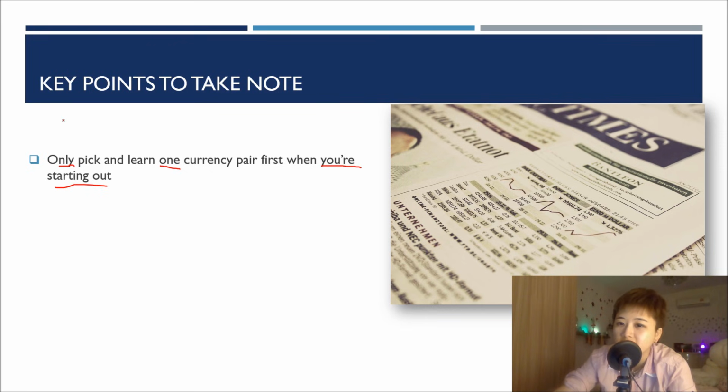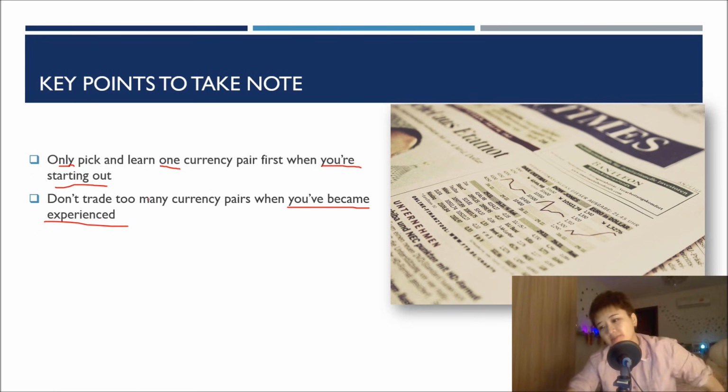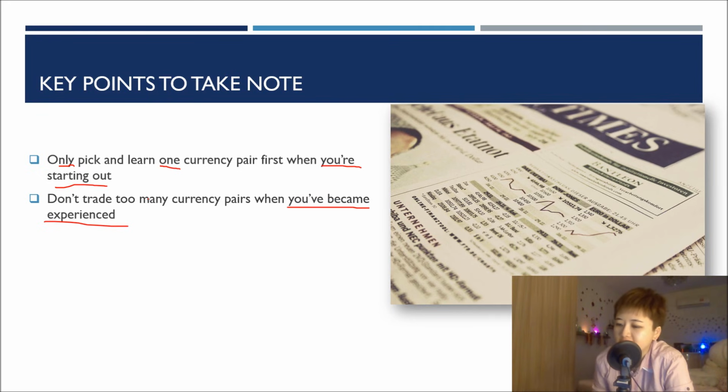For example, if you like dollar yen, then you pick dollar yen. Don't trade too many currencies even when you have become experienced. I learned this the hard way. I thought that the more currency pairs I trade, the more profitable I become. It's not about the amount of currency pairs that you should trade. It is about the quality of the currency pairs that you pick.